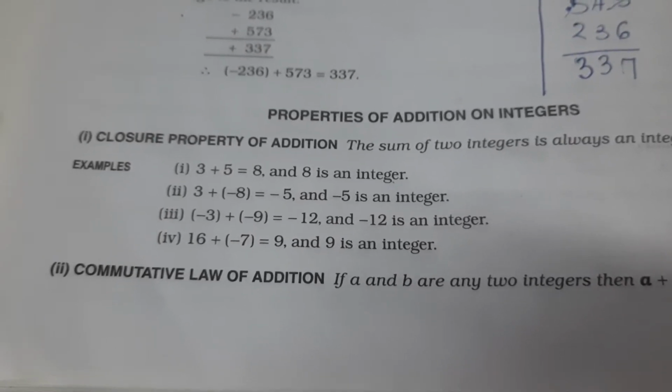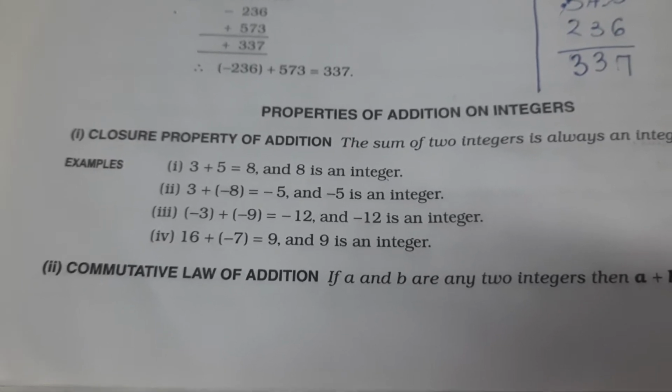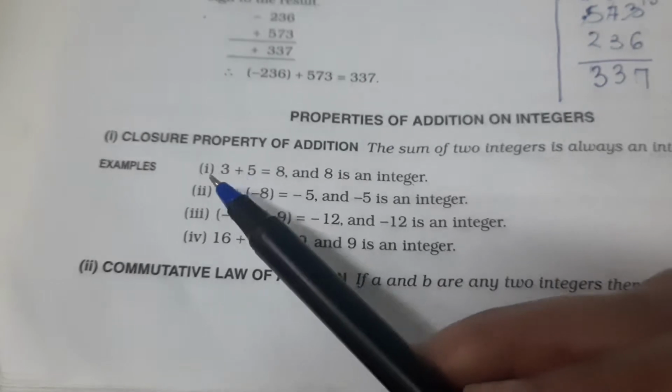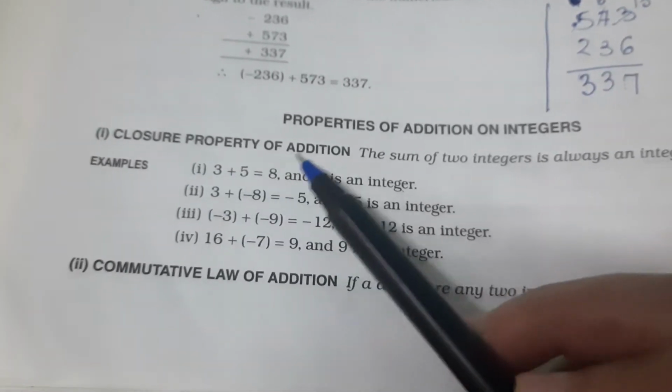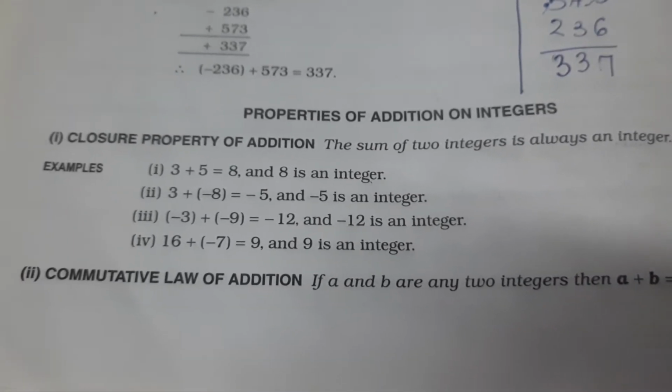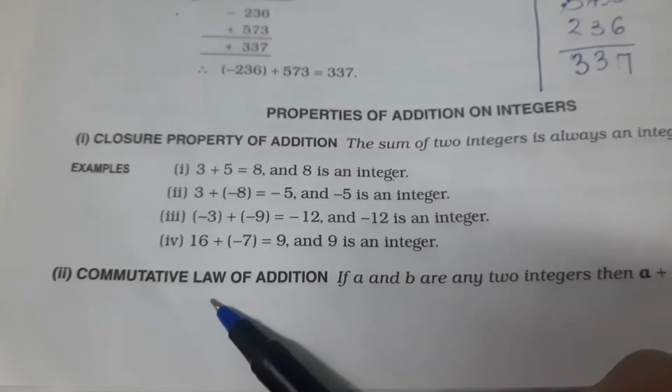In this class, let us learn about properties of addition on integers. The first property, closure property of addition. In this property, whenever two integers are given, the sum is always an integer. Let's see through these examples.